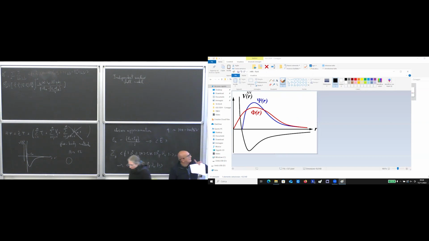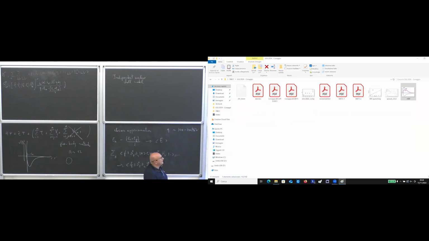Now, I want to tackle, excuse me, who was it that asked me how this form of the potential impacts the calculation of the nuclear matrix element? Someone asked. Yeah, that's my point. Now, let's look at what I did.